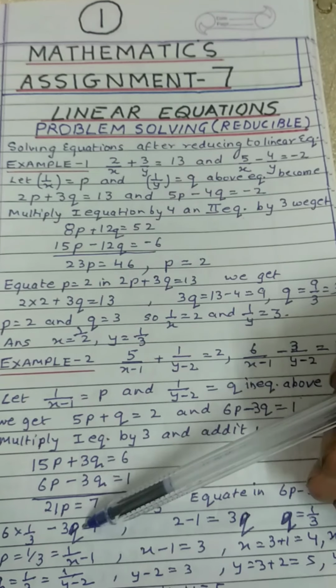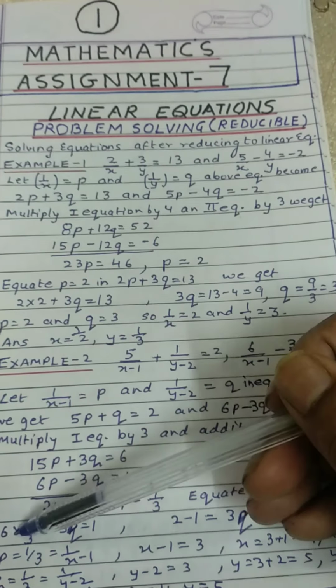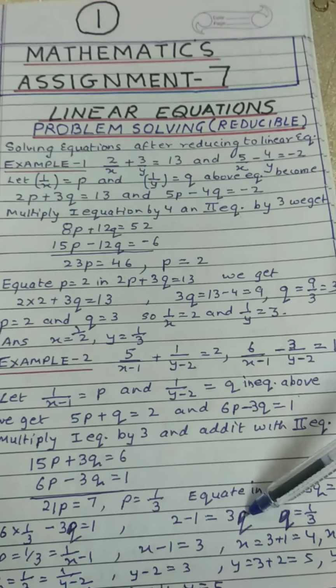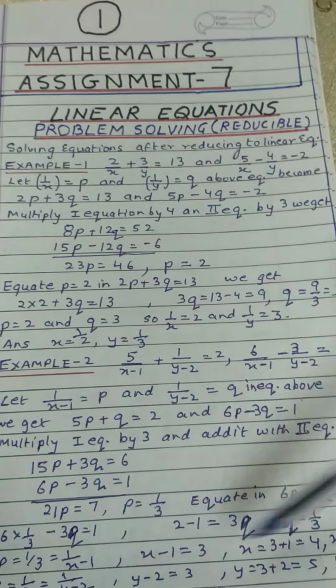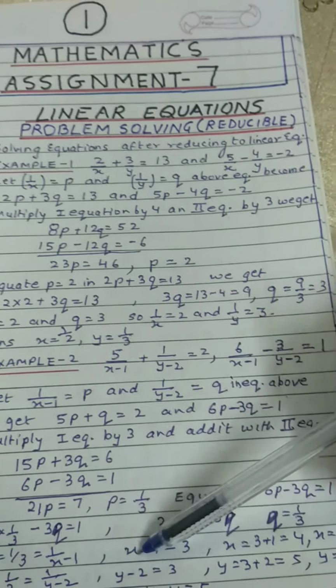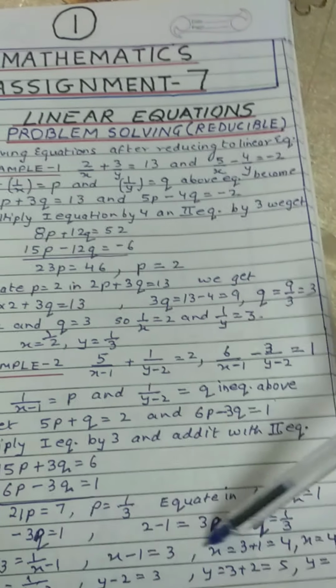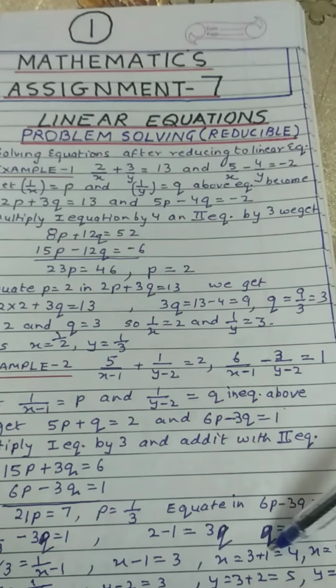6 times 1 over 3 minus 3q equals 1. 6 upon 3 is 2. 2 minus 1 is 3q, and q is 1 over 3. p is 1 over 3, so 1 over x minus 1 is 1 over 3. x minus 1 becomes 3. x becomes 3 plus 1 equals 4.